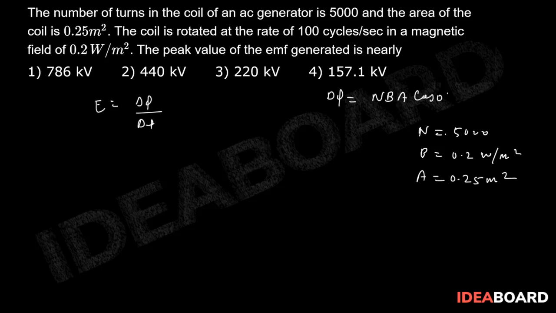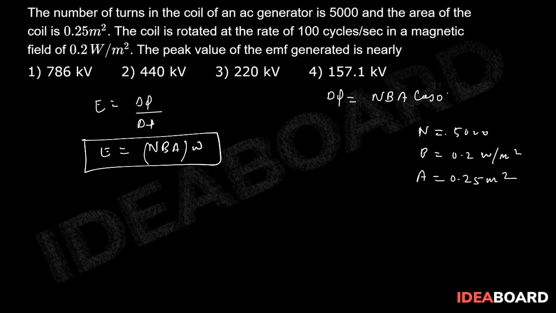So here we cannot use this formula, so we will be using another format of the formula, that is E is equal to NBA into omega. So basically for a generator we also have this format of formula. N, B and A together give the flux, and this is multiplied by omega. The value of omega will be 2 pi n, and n is provided as 100 cycles per second.